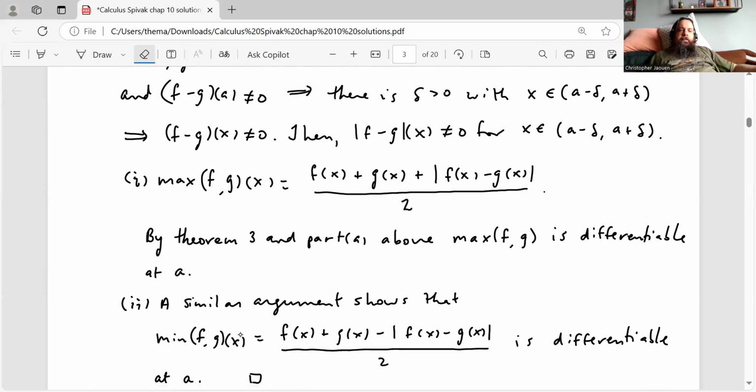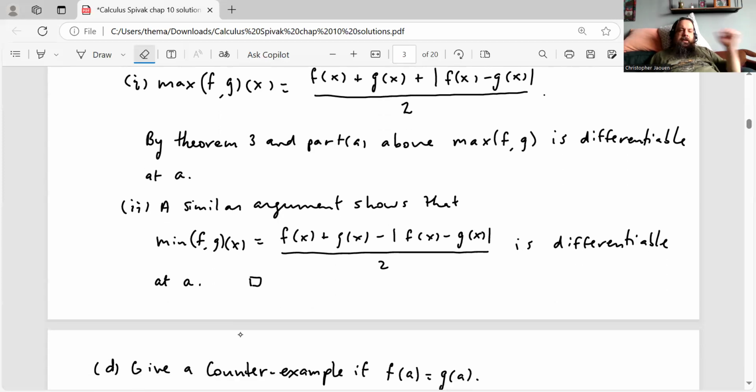All right, then we'll look at max of f and g of x first. We could write the output using this formula here, which is a formula that we derived way back in, I think it was chapter one or chapter two. But anyway, you can define it like this. By theorem three and part A above, max of f and g is differentiable at a.